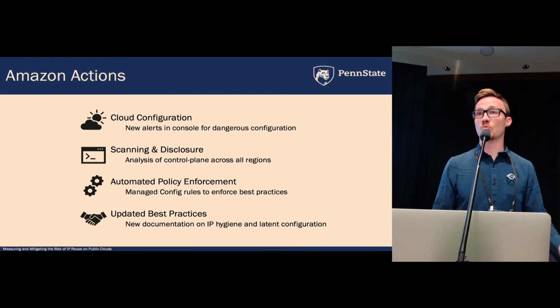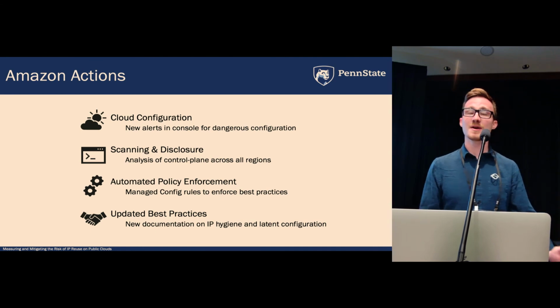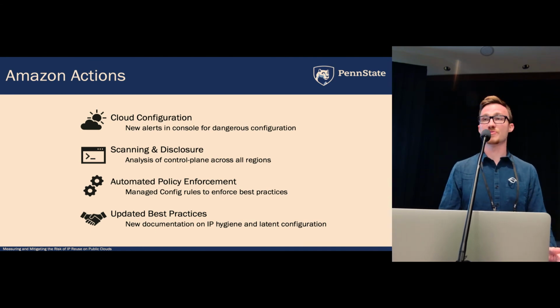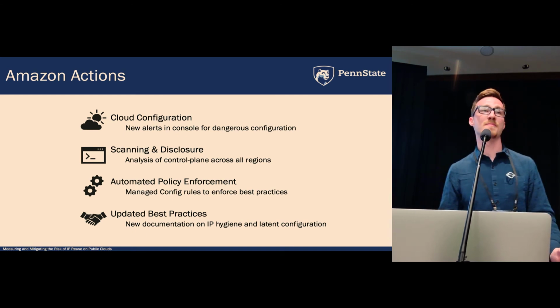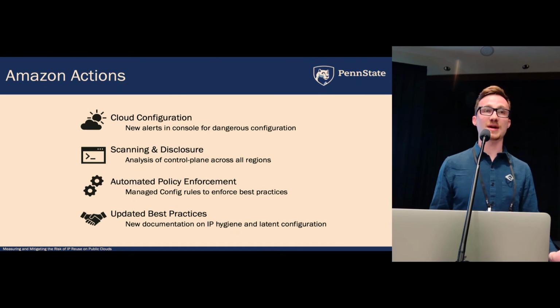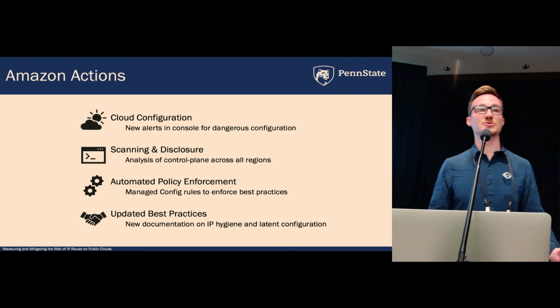Whereas our study looked at one region of a single public cloud provider, Amazon's scanning of control plane information revealed that similar problems exist across all regions, showing the problem is general. They also introduced automated policy enforcement, allowing organizations to enforce best practices from the top down. Further, they document these practices using new documentation to introduce IP hygiene.